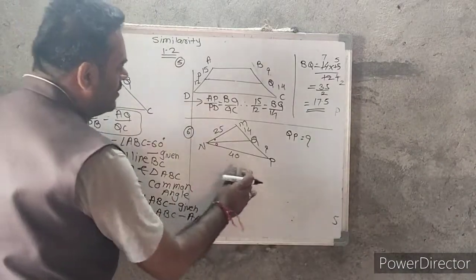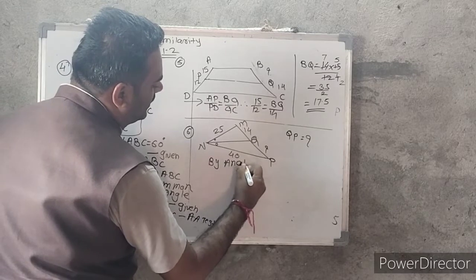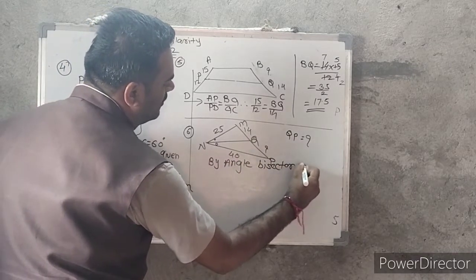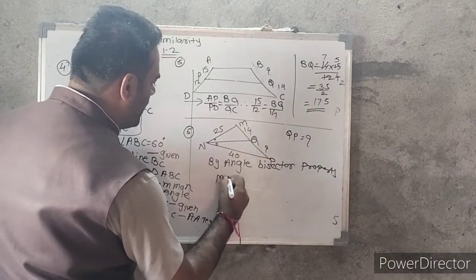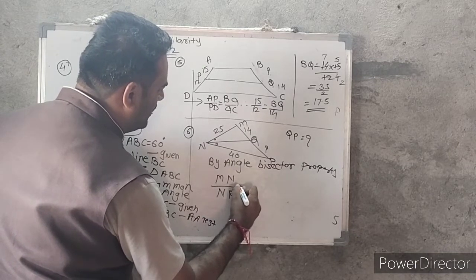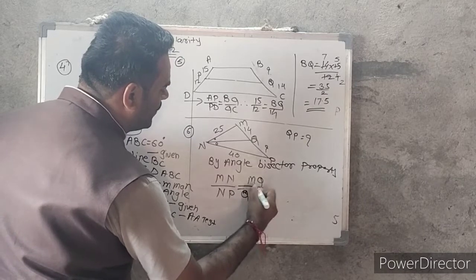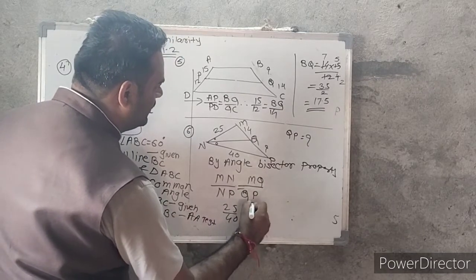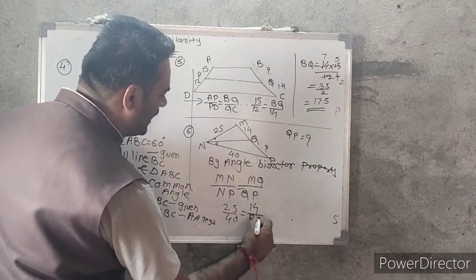Now here, which theorem? By angle bisector theorem or property? Angle bisector property. So MN divided by NP is equal to MQ divided by QP. Put the values. MN is how much? 25 upon 40 is equal to MQ, how much is given? 14 divided by, what do you have to find? PQ, you have to find PQ.